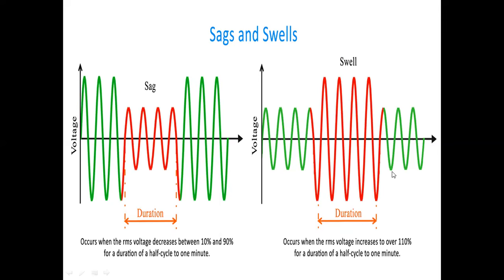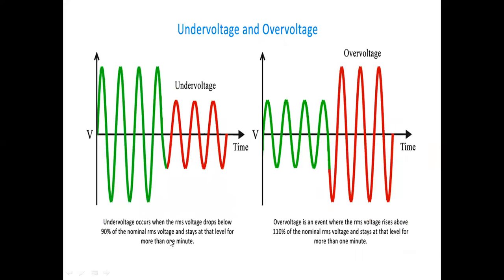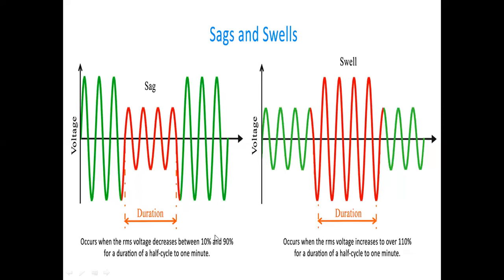Above 110%, we will consider voltage swells. If more than 1 minute, we will consider it over voltage. Voltage between 10% to 90%, for more than 1 minute, we will consider as under voltage. The difference between over voltage, under voltage and swell or sag is time. Here 1 minute, here also 1 minute, more than 1 minute, here half cycle to 1 minute.